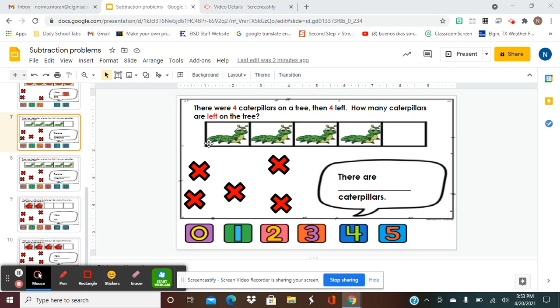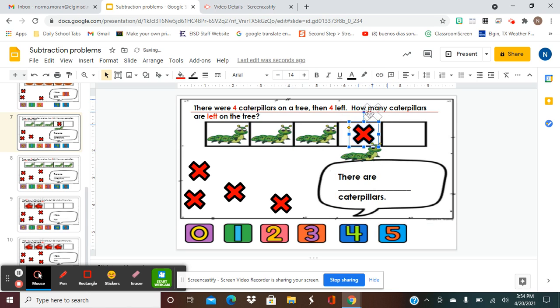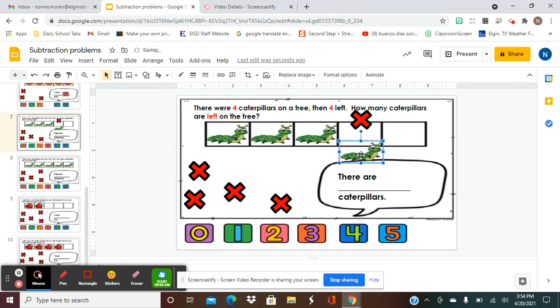It says, there were 4 caterpillars on a tree. So 1, 2, 3, 4 caterpillars. Then 4 left. How many caterpillars are left in the tree? So first I had 4, 1, 2, 3, 4. Then 4 of them left. So let's put an X on them. And then if it does that, you can put the X on the top. Or you could also move them down, whatever works for you when you're doing your homework. So I'm going to put them up here just so that I can see them.